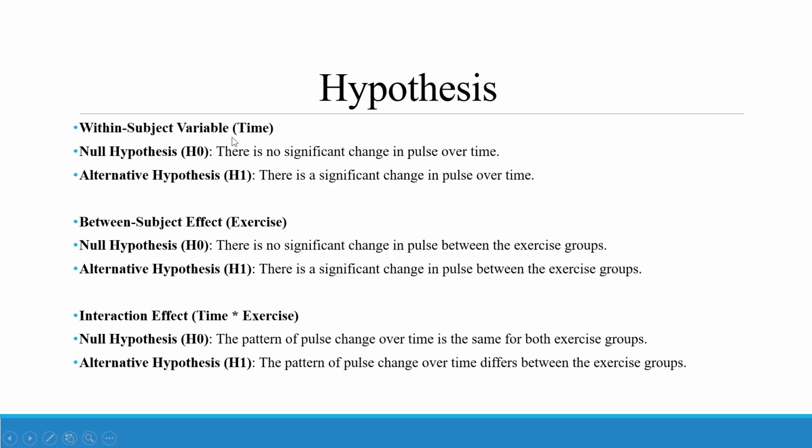The first one, within subject variable: there is no significant change in pulse over time. Alternative: there is a significant change in pulse over time. Between subject: there is no significant change in pulse between the exercise groups. Alternative: there is a significant change in pulse between the exercise groups. Interaction: the pattern of pulse change over time is the same for both the exercise groups. Alternative: the pattern of pulse change over time differs between the exercise groups. As we have an interaction effect, this is the reason we say it is a two-way repeated measures ANOVA.